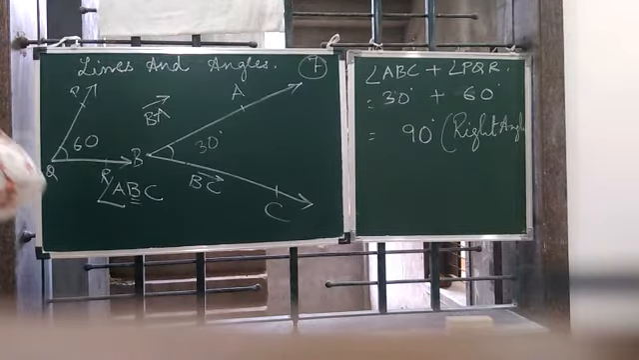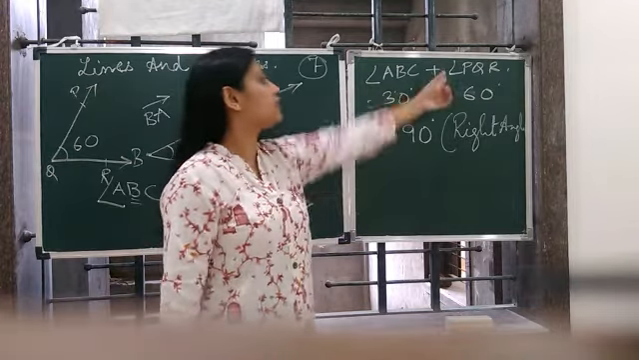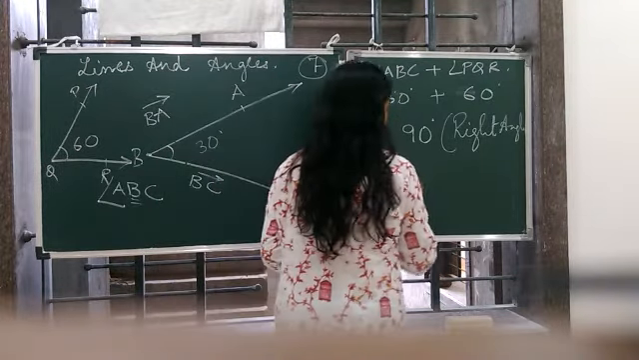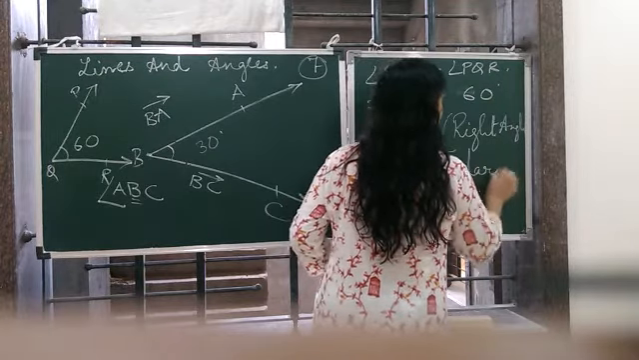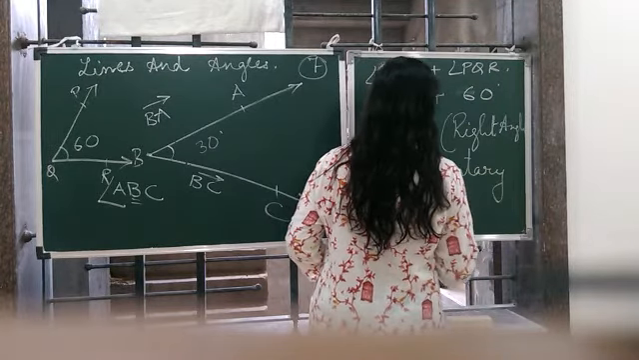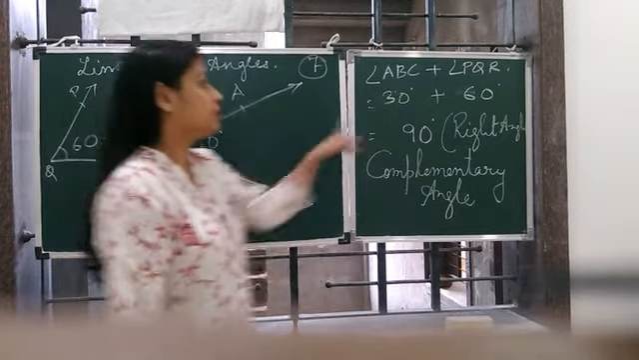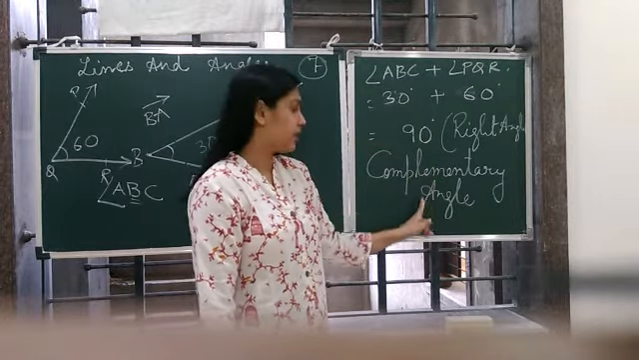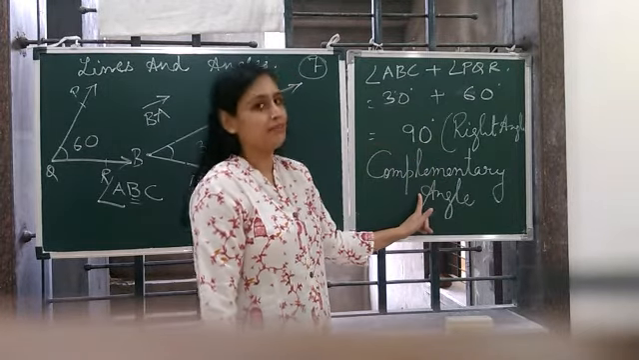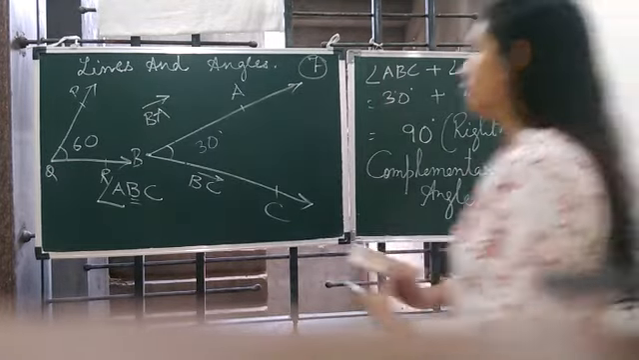So, when the sum of two angles is equal to 90 degrees, then such angles are known as complementary angles. Complementary angles: when the sum of two angles is equal to 90 degrees, then such angles are known as what? Complementary angles.